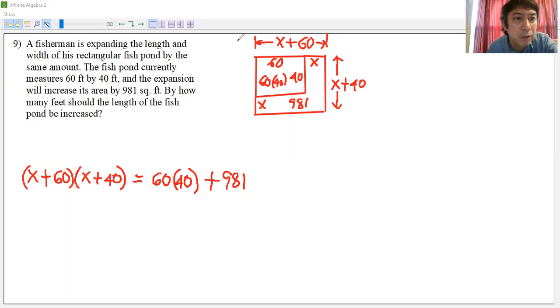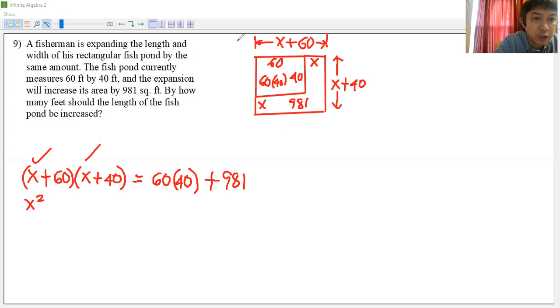So all you need to do is find the x here, okay? By how many feet should the length of the fish pond be increased? That's the x, okay? The additional length for both length and width, okay? All right, so we will just simplify this equation and come up with x squared, okay? Because we have here x times x, there. So that will be x squared.